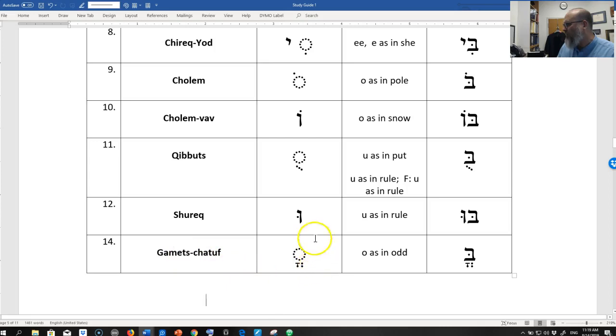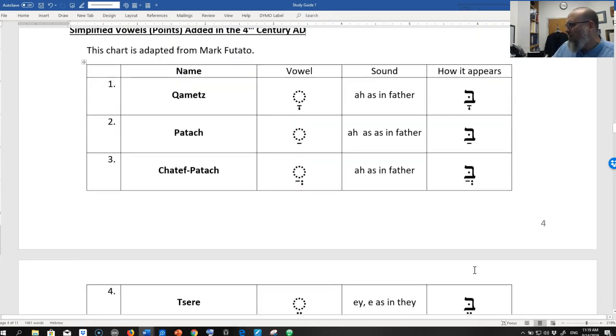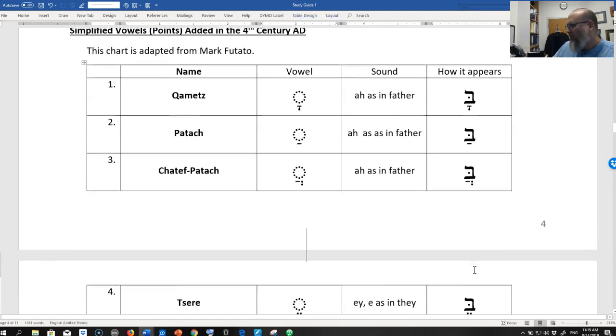Qamets chatuf is going to be an O-class vowel, pronounced like odd. Okay. So that's Futato. If that helps you, memorize it that way.